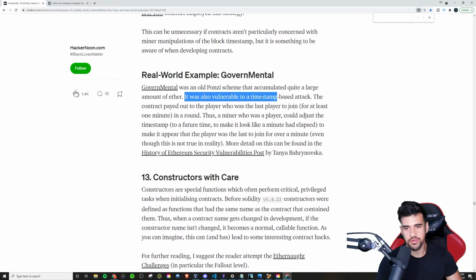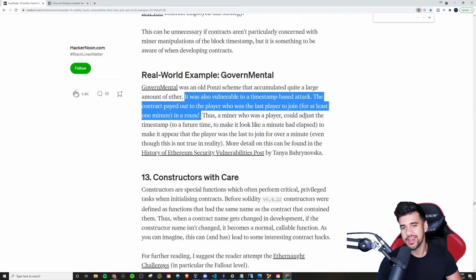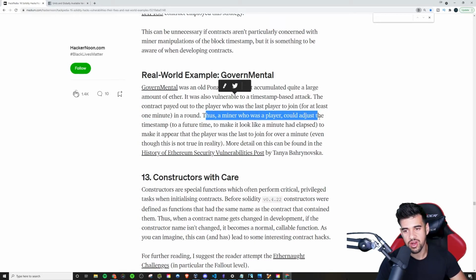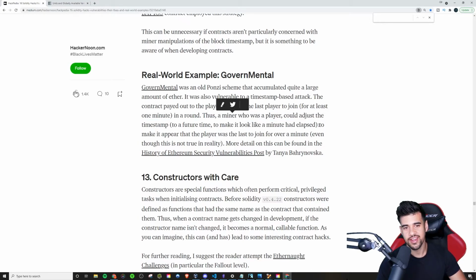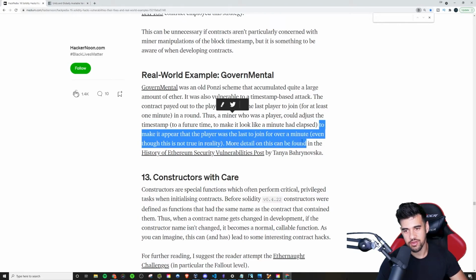But it was also vulnerable to a timestamp-based attack. The contract paid out to the player who was the last player to join, for at least 1 minute in a round. So here's a pretty creative example of how miners use modification of the timestamp to their advantage. A miner who was a player could adjust the timestamp to a future time and make it look like a minute had elapsed. So yeah, you already see where this is going, right? It made it appear the player was the last to join for over a minute, even though this is not true in reality.